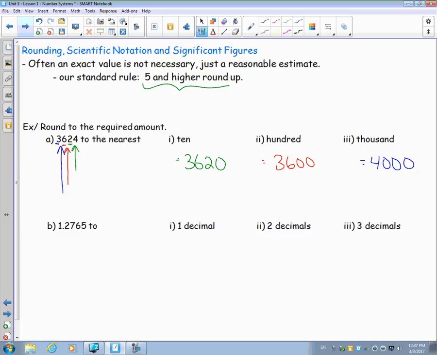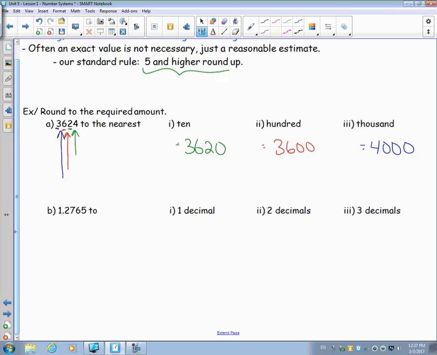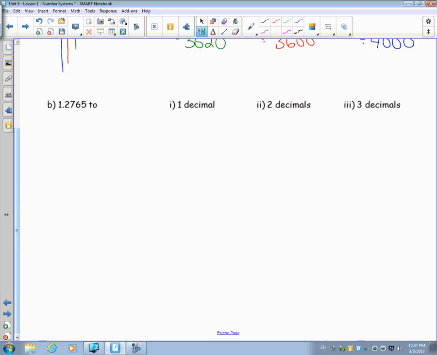So I've got the number 1.2765. We want to round that to 1 decimal. So 1 decimal is here. To the right of it, I see a 7. I round up. To 2 decimals, I'm looking at the 7. Should I round it up or not? I look at the 6. Got to go up. It's bigger than 5.